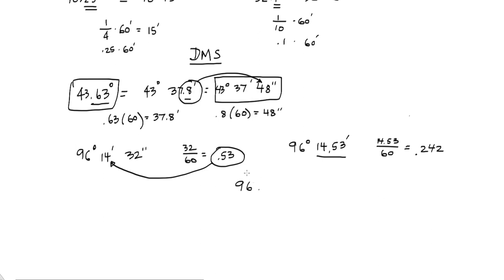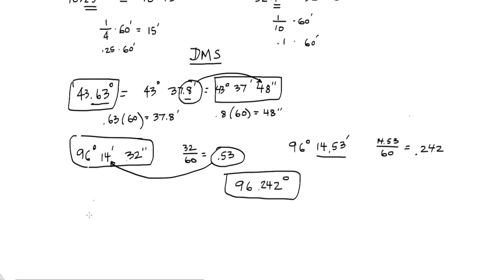So my bottom line here is I get 96 degrees. Let's get rid of that degree sign. I'll put the decimal on here first: 96.242 degrees. This measurement is equal to this measurement. So to go from degrees to degrees, minutes, and seconds, we're dividing consecutively by 60. And to go from degrees, minutes, seconds to degrees, we're going to divide consecutively by 60.